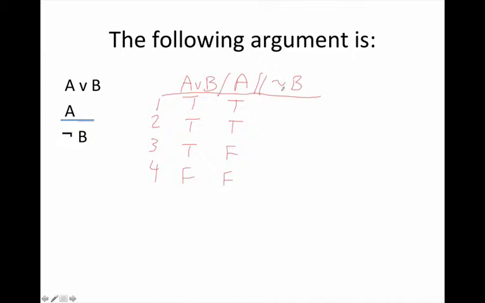And then we're going to take B's values, which are true, false, and reject them by way of the definition of the tilde. Now, look at row number 1. False conclusion, true premises. This argument is invalid.